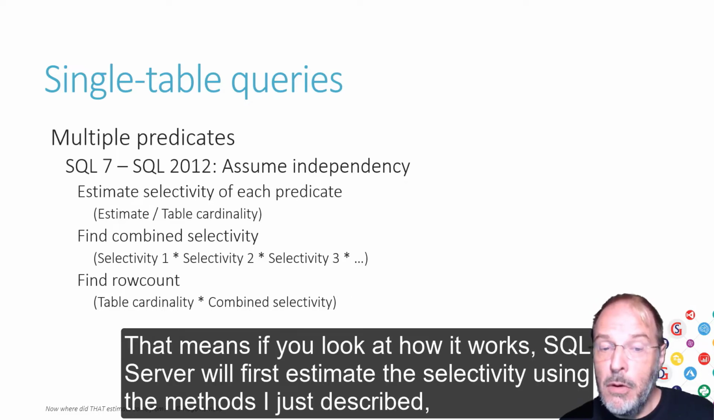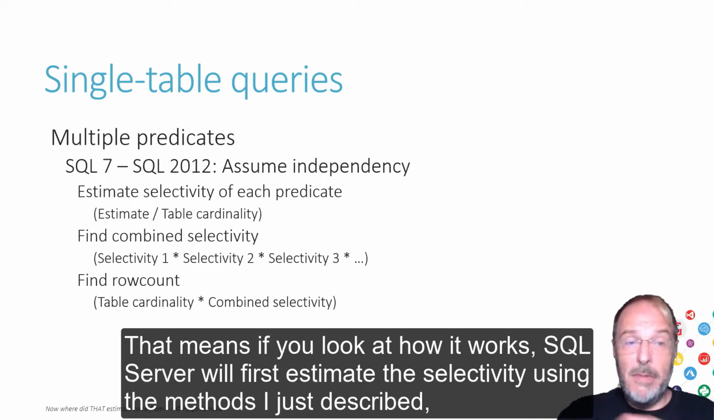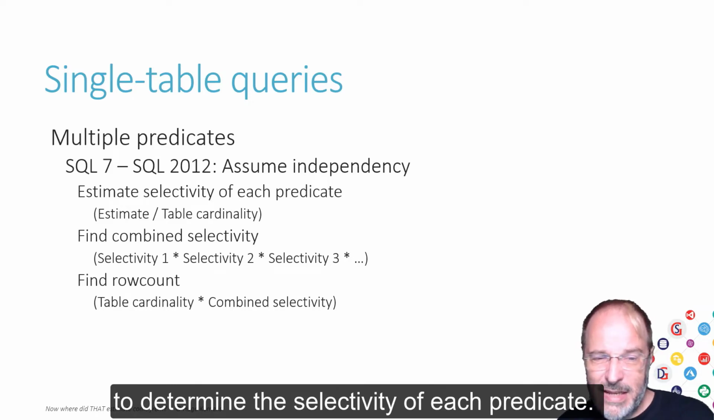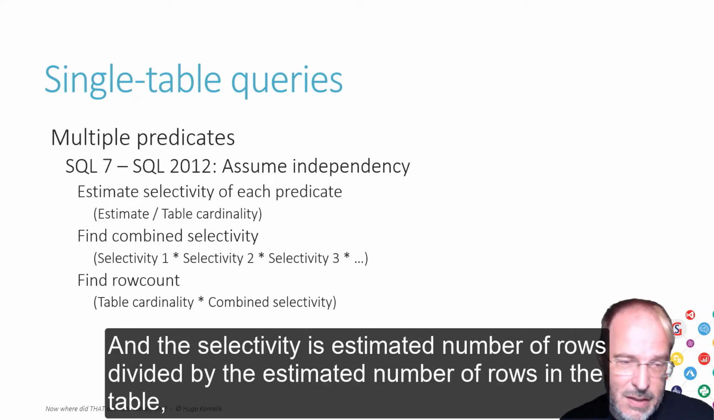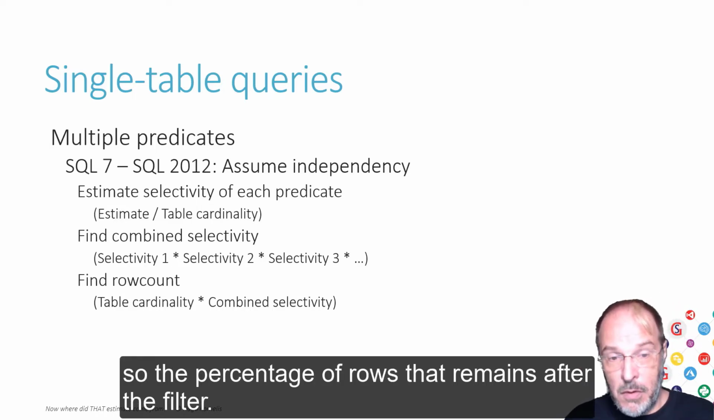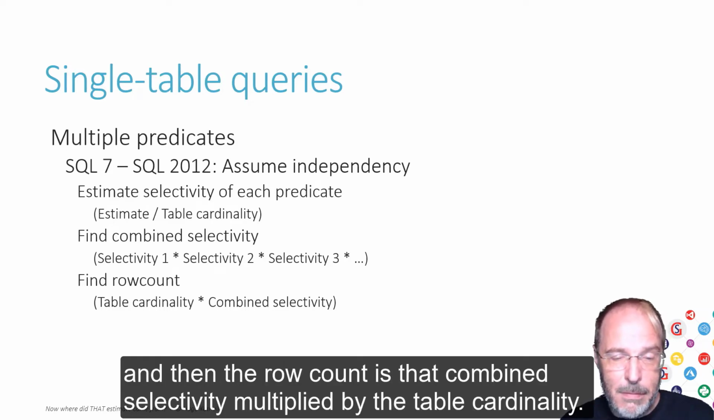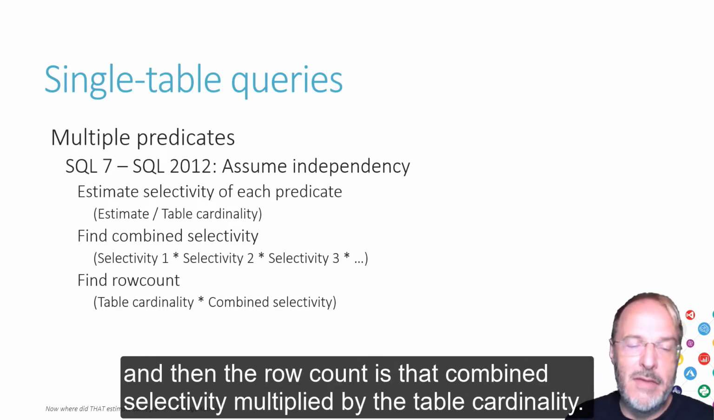And that means if you look at how it works, SQL Server will first estimate the selectivity using the methods I just described to determine the selectivity of each predicate. And the selectivity is estimated number of rows divided by the estimated number of rows in the table. So the percentage of rows that remains after that filter. It then finds the combined selectivity by simply multiplying all of them, and then the row count is that combined selectivity multiplied by the table cardinality.